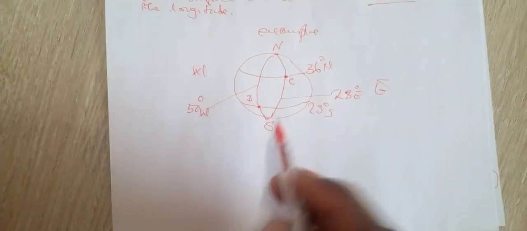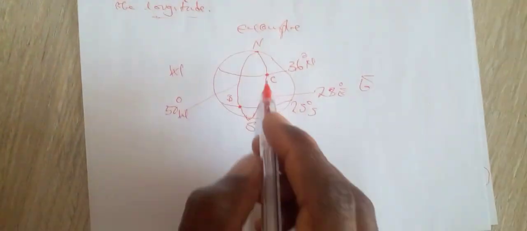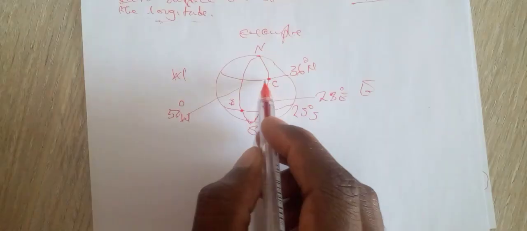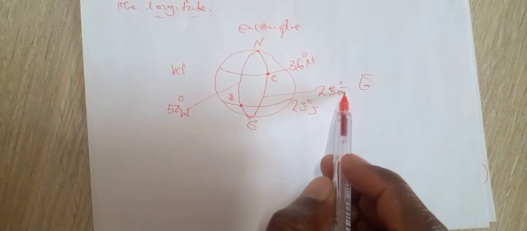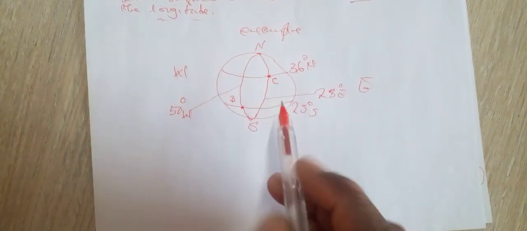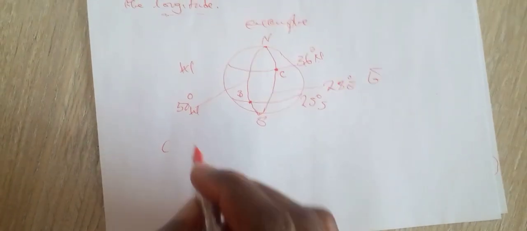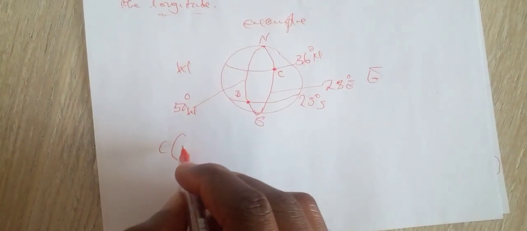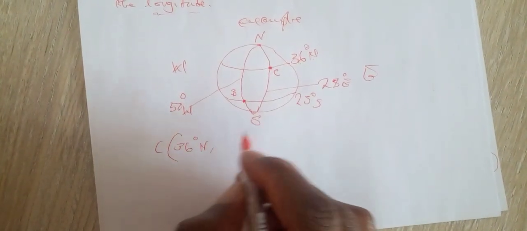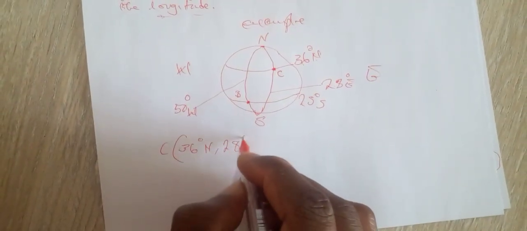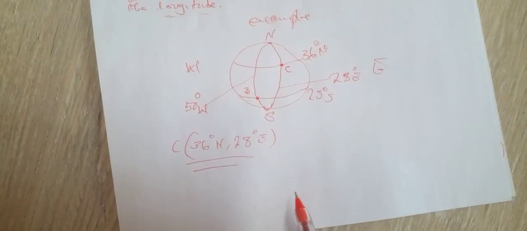Naming these two positions, as we said here, we start with the latitudes, then longitude. So when you look at position C, C is lying on latitude 36 degrees north and longitude 28 degrees east. So we start with the latitude where this place is lying. Let's name this place as follows: this C is actually lying on 36 degrees north, comma, what was the longitude? 28 degrees east, and you are done. So that is how you name a place on the earth's surface.